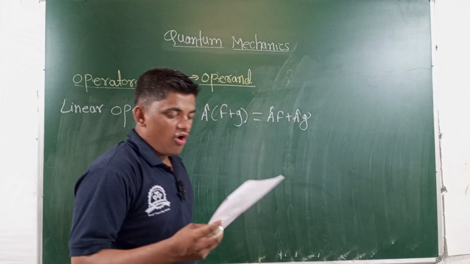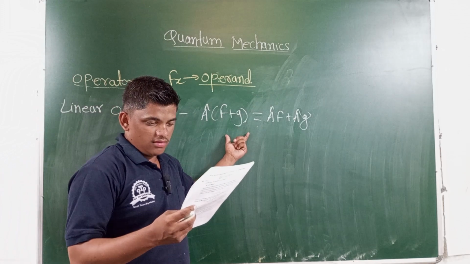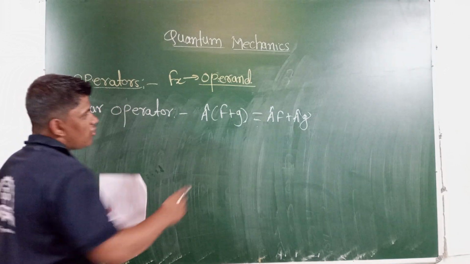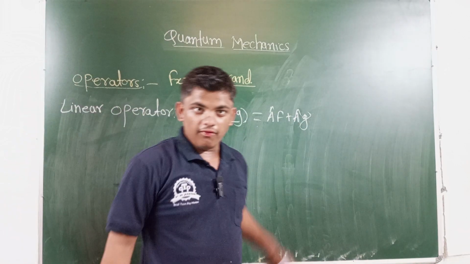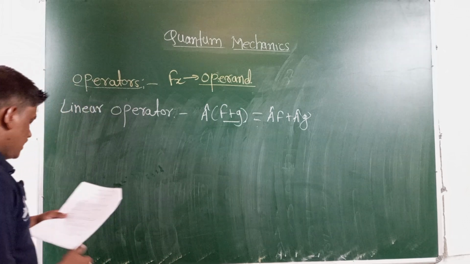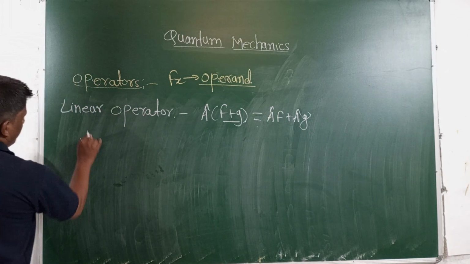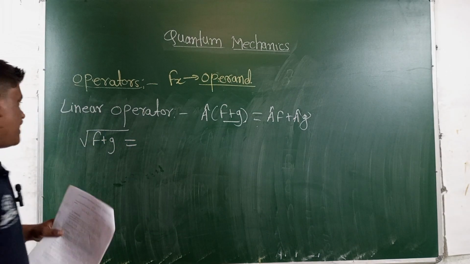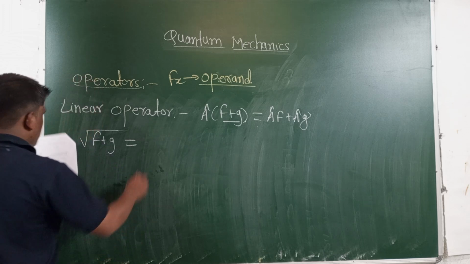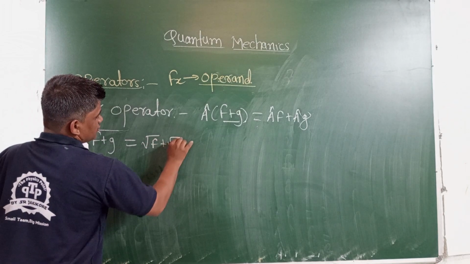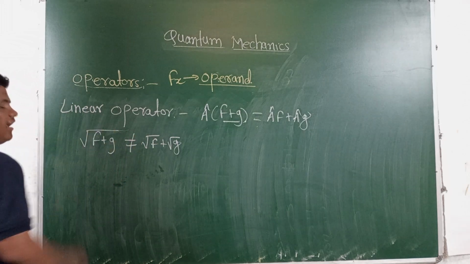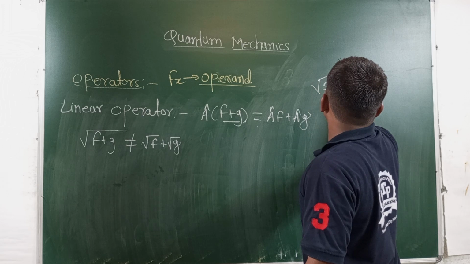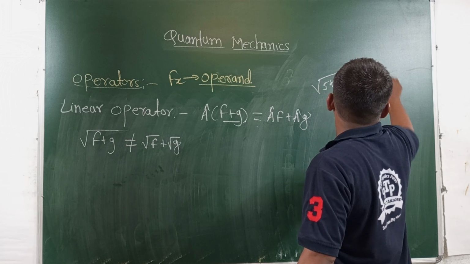If an operator acting on the sum of two functions gives the same result as the sum of the operations on the two functions, then it is linear. This does not happen when we take a root. Square root is also an operator, as we discussed. Then f plus square root of z, but this is not equal, because when we take these two as numbers, root of 5 plus 3 is not equal to root of 5 plus root of 3.